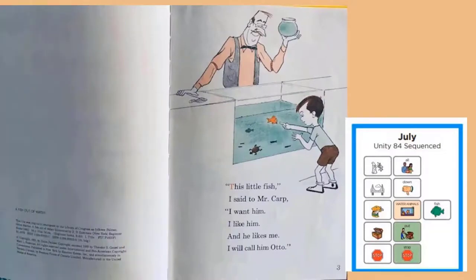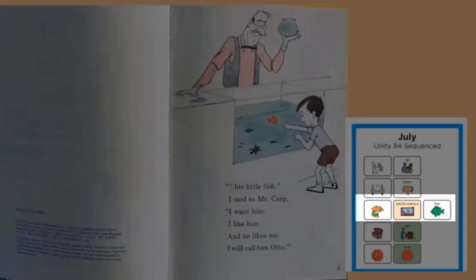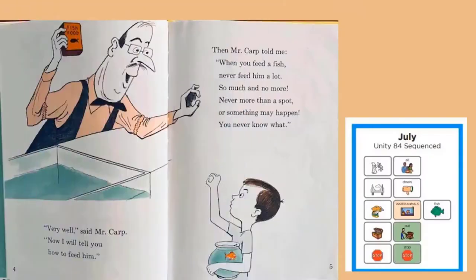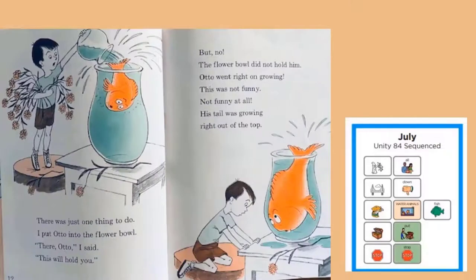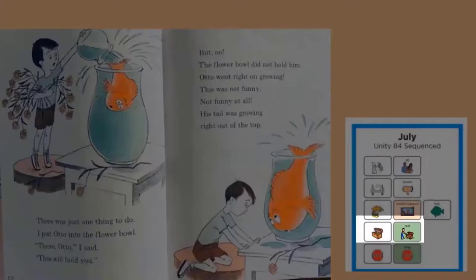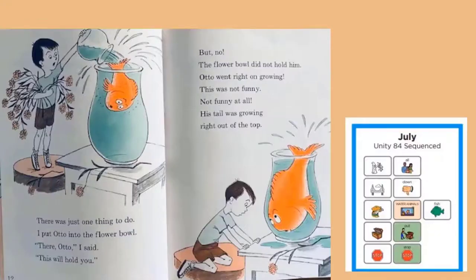It looks like that boy is in a pet store. He's pointing at a fish. I wonder if he's going to buy a fish to take home. The man at the pet store seems to be telling him something. It looks like he's telling him to do a little bit of something. Gee, the fish looks like it's getting bigger. First, it looks like the boy put it in a fish bowl, and then he put it in a bigger bowl. I wonder what's going to happen. Let's read the story and find out.